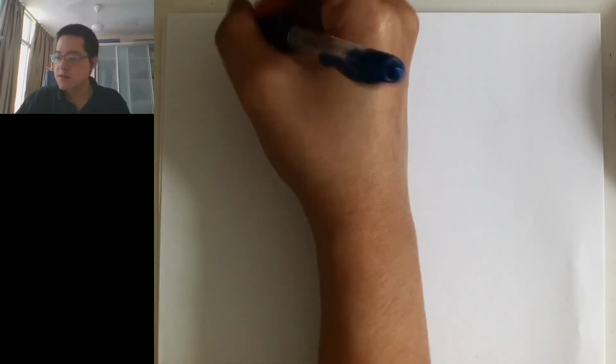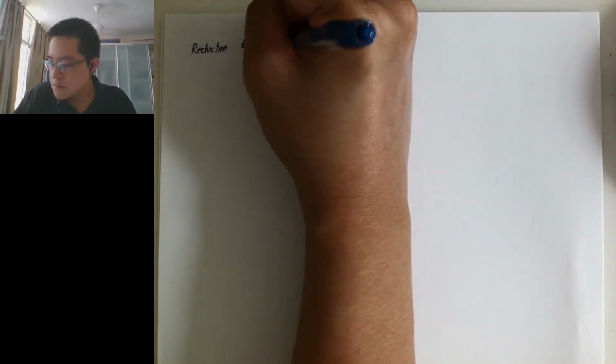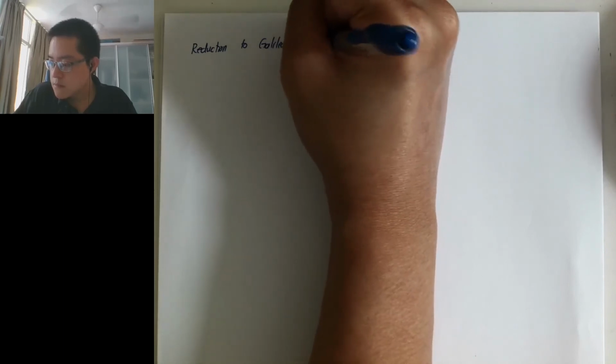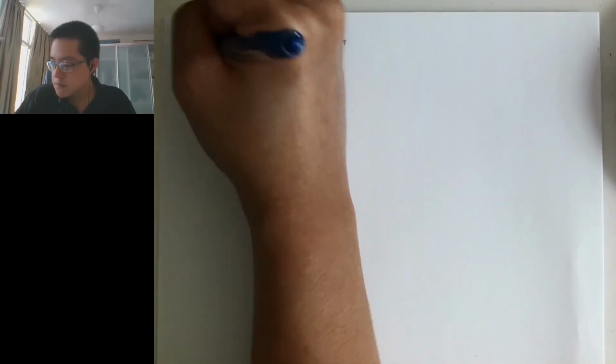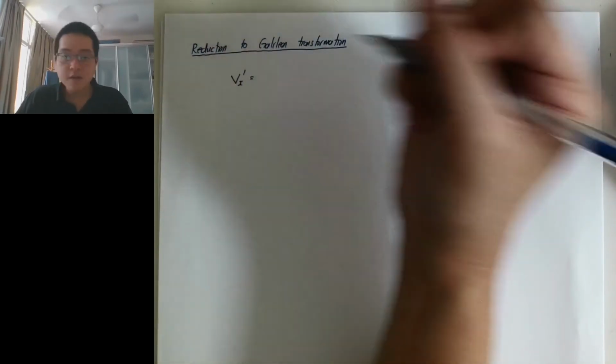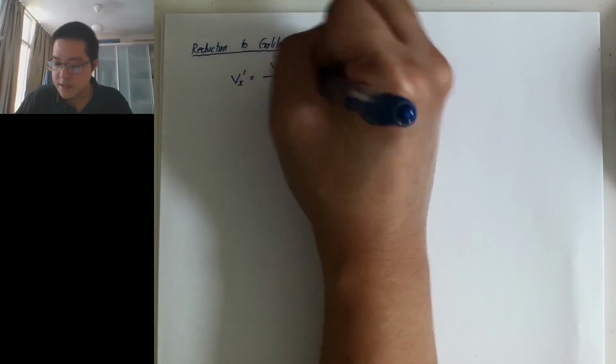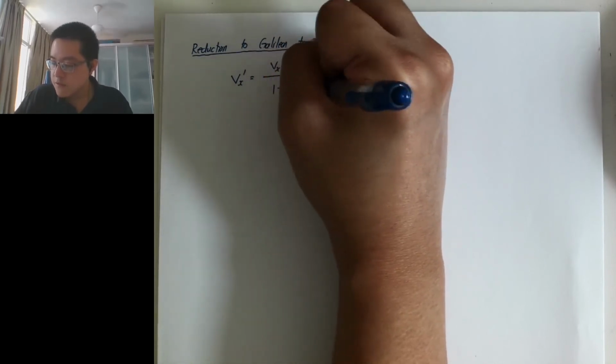In chapter 1 we learned the Galilean transformation formula, just the direct sum of the two velocities. But now I have a different formula. How can I have two different formulas? They are actually related, so what I want to discuss is the reduction to the Galilean transformation. My full formula is: the velocity measured by Bob is given by Alice's result minus the relative speed, over 1 minus uVx over c squared.